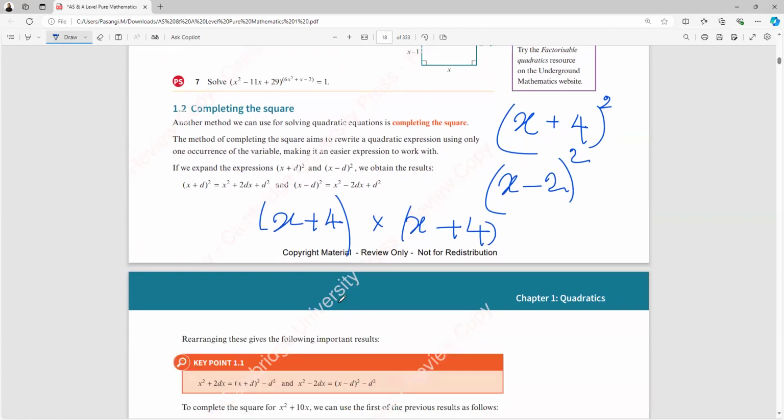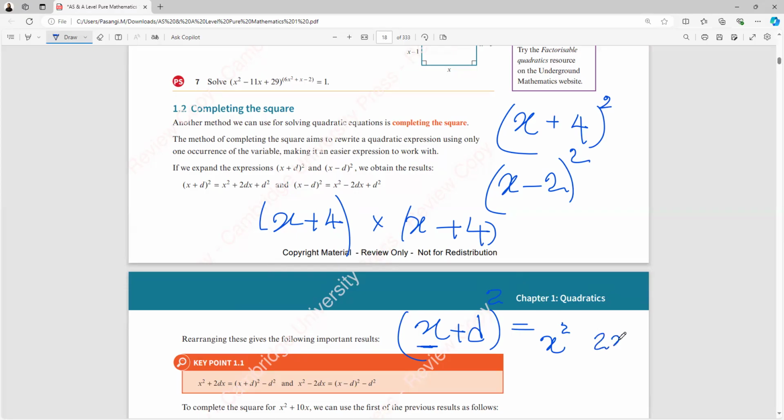For these situations, how do we directly get that value? Let's assume we have x plus d squared. Without doing the expansion, we can get the expanded formula. How? First term squared, that is x squared, and then we multiply the first and the second term, that is x into d, that is xd, and then it should again be multiplied by 2.